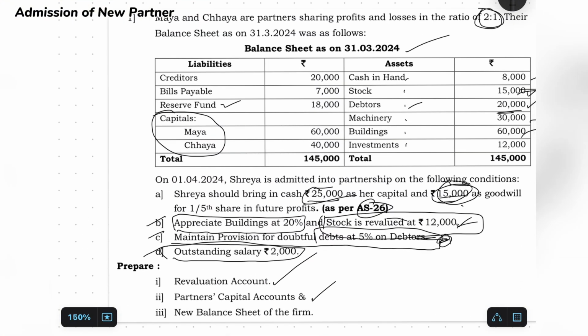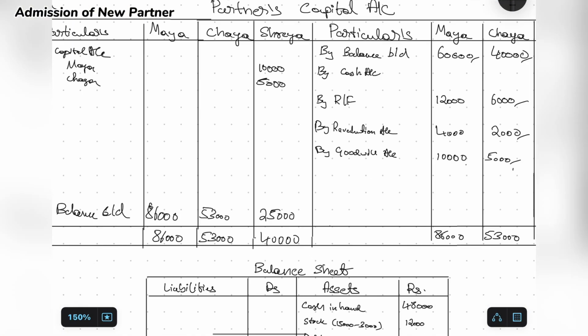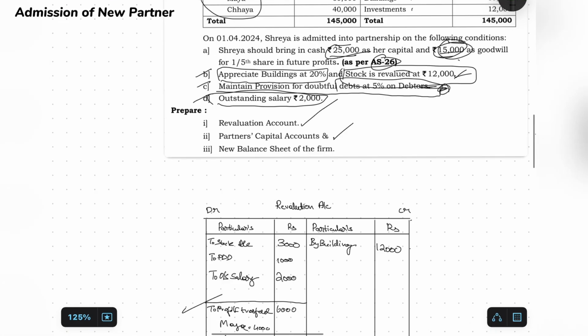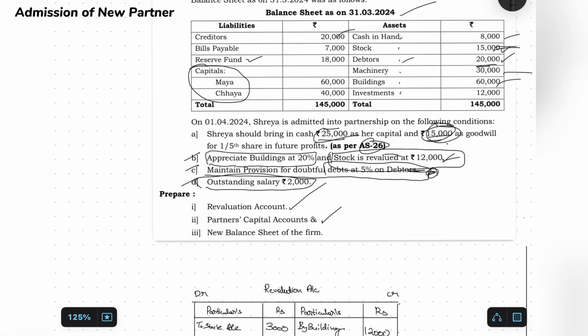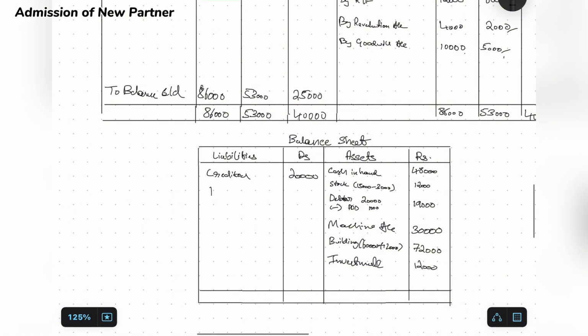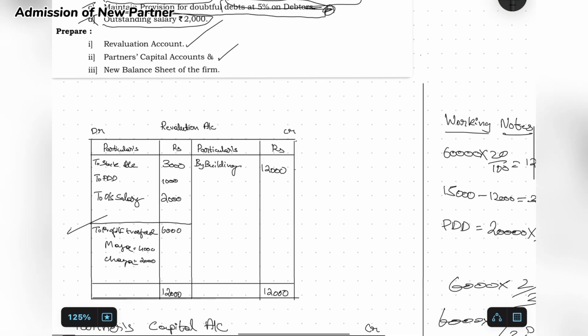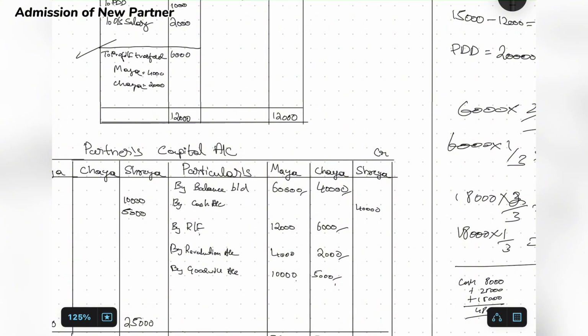Next I'll come to the liability side. Creditors we have 20,000, so I'll make a note of creditors, we had 20,000. Next we have bills payable, that is 7,000. And next we have the reserve fund. The reserve fund is already distributed to the partners in the partners' capital accounts here, so no need to take it again. We'll skip that.